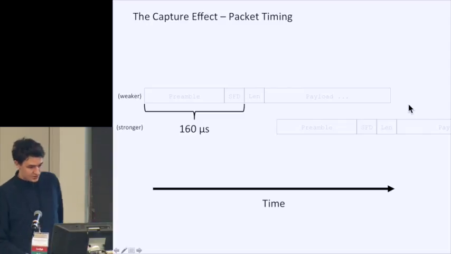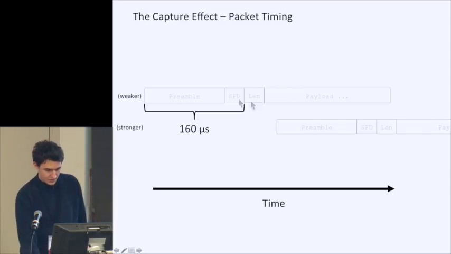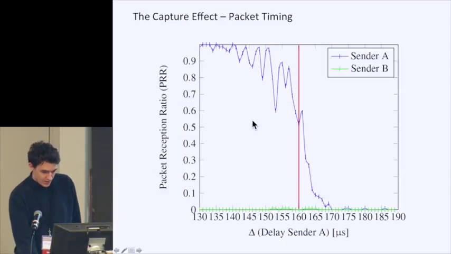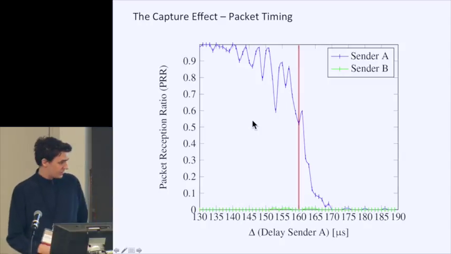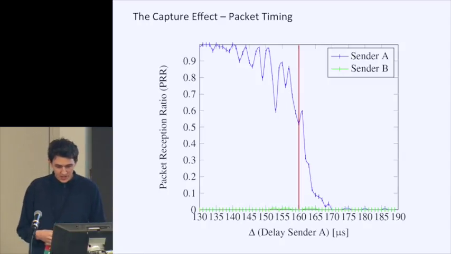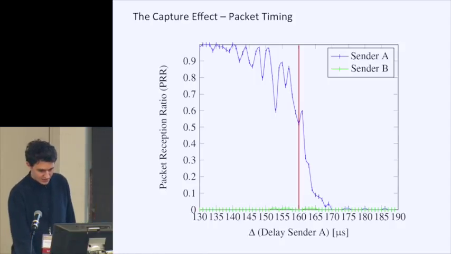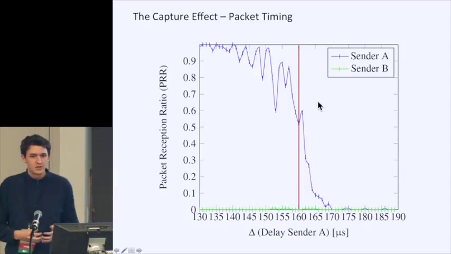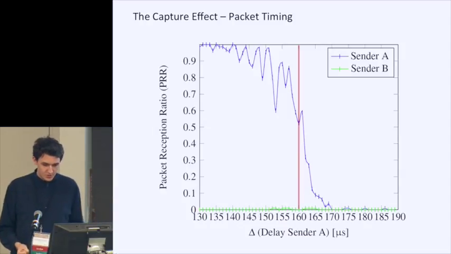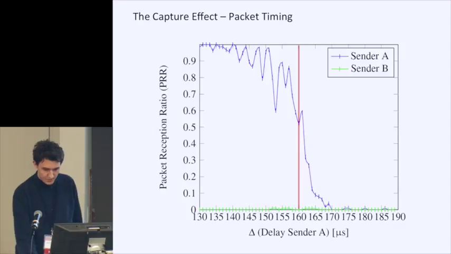And the critical section is 160 microseconds, which is this part in the beginning. Here's a plot about that. On the x-axis, the delay, how much later the stronger sender starts than the weaker one. And you can see that around 160 microseconds, which is marked here, there's this sharp decline in packet reception ratio for the stronger sender. The weaker sender never has a chance in this scenario.